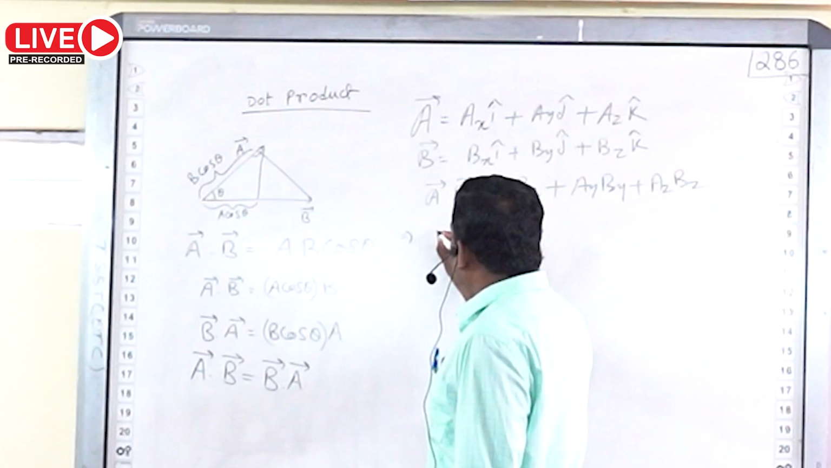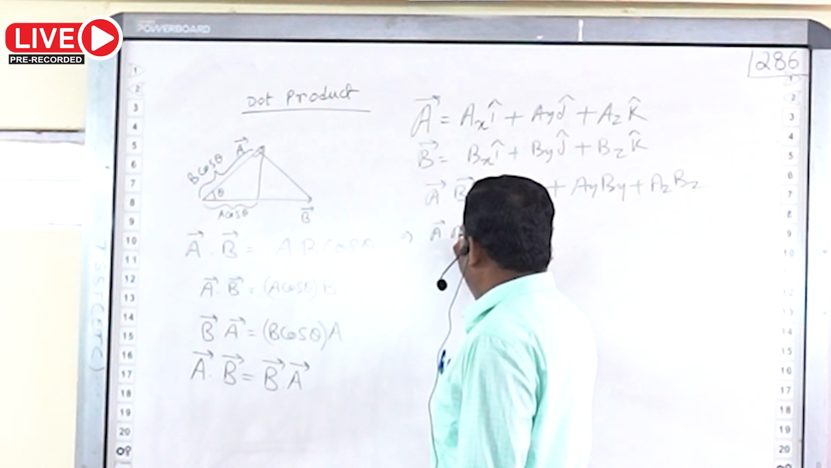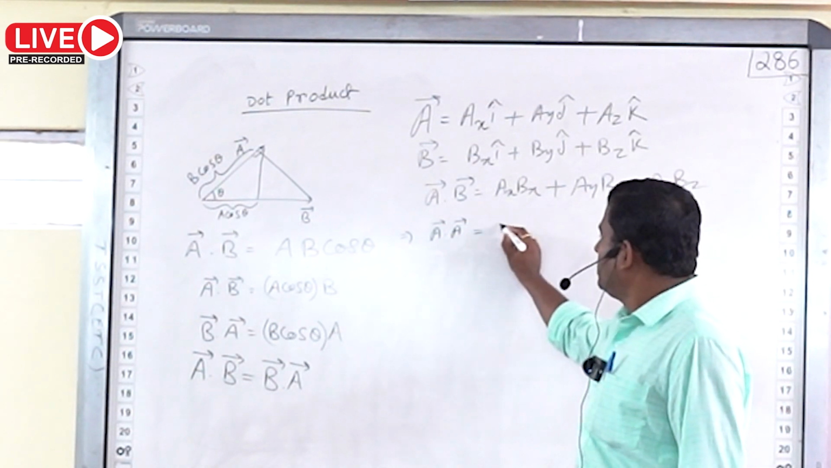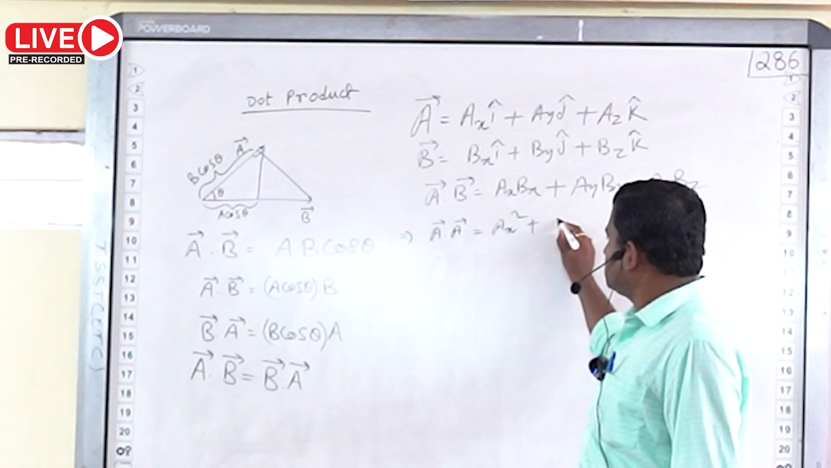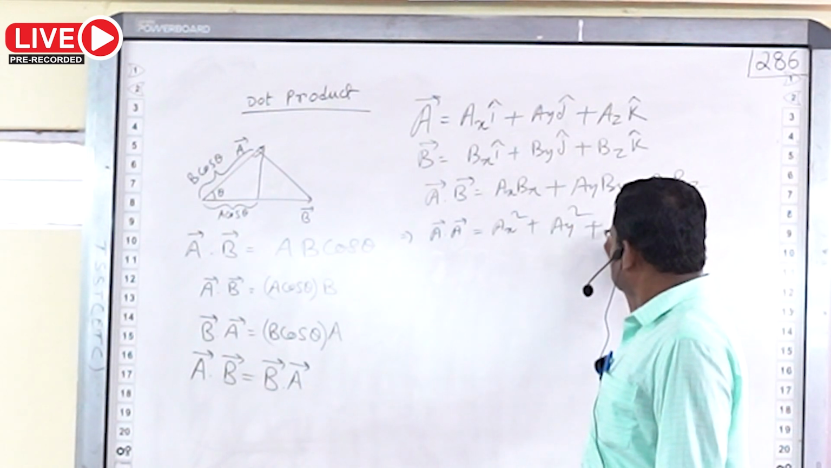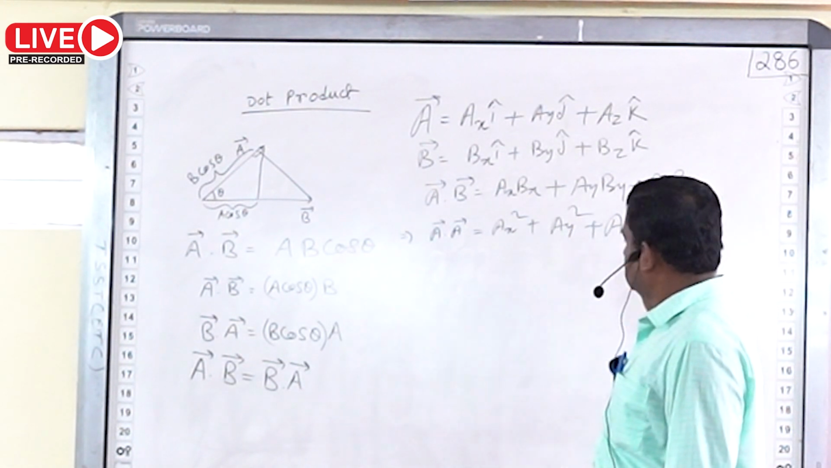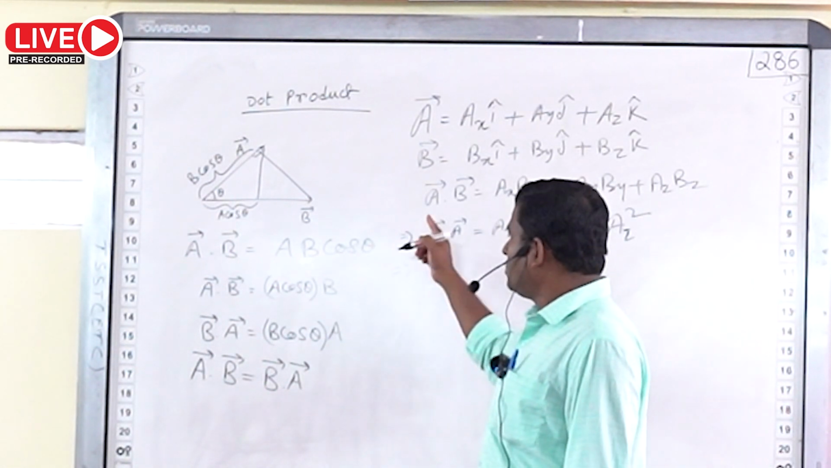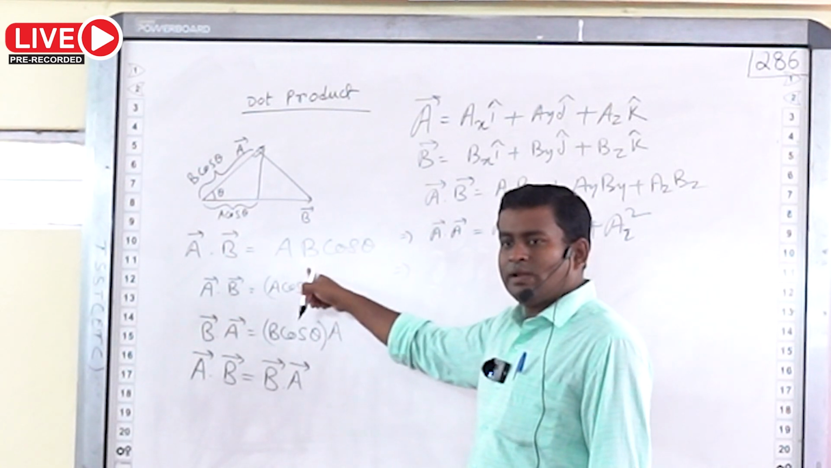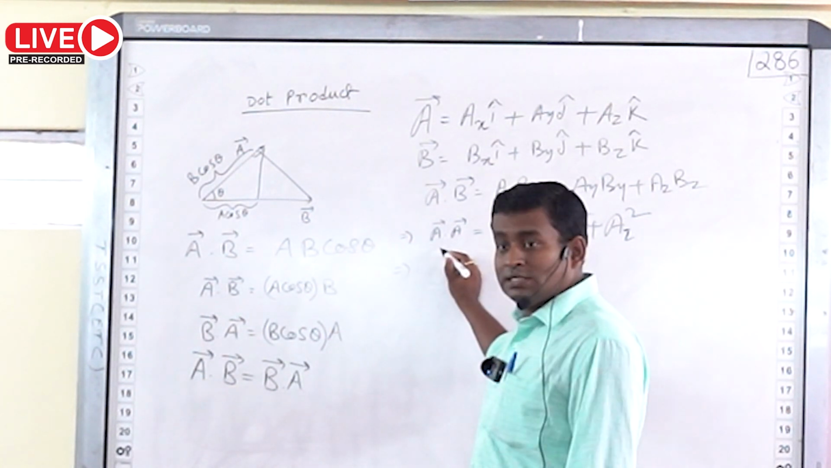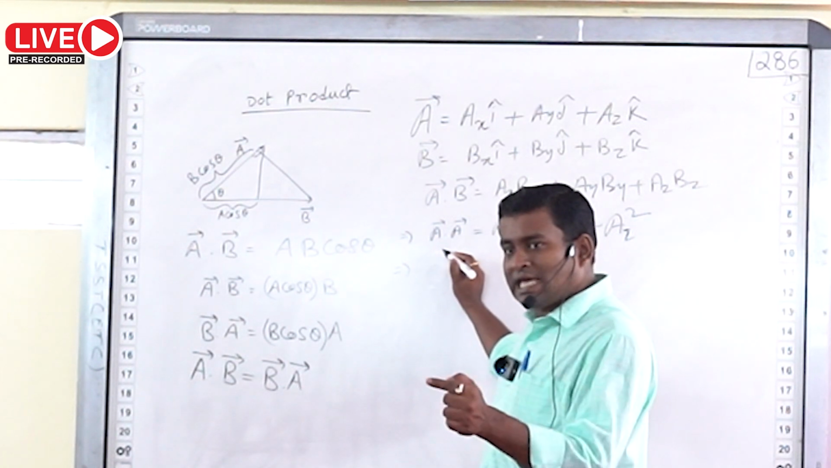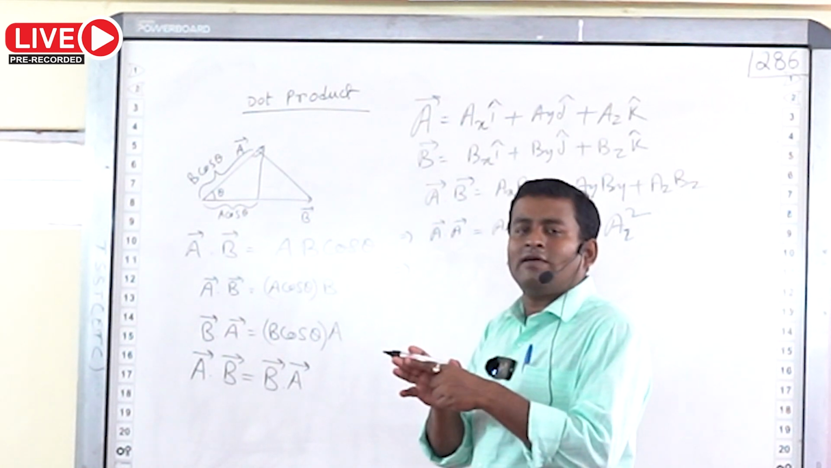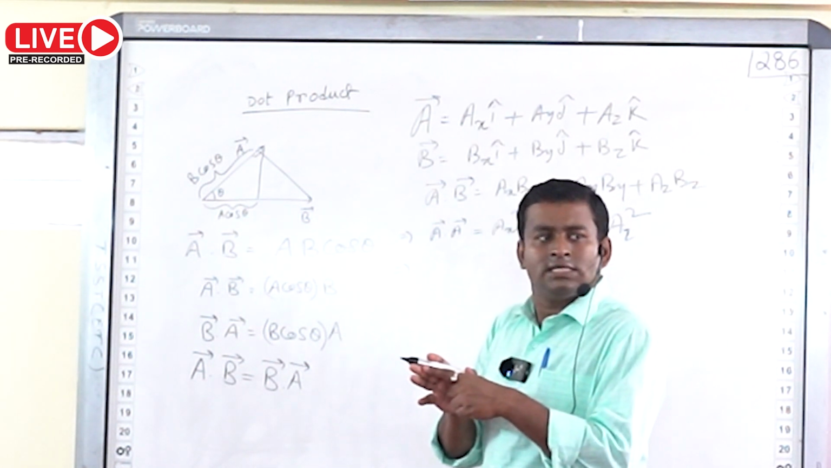Now, if I try to calculate A dot A only, then B is replaced by A, so I will get Ax square plus Ay square plus Az square, and A dot A means magnitude of A, B is also A, so it will be A square cos 0, because A is along any direction, another vector you are taking same A, so they have no angle between them, that is angle is 0 degree.